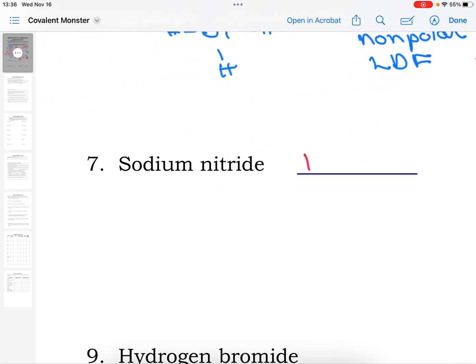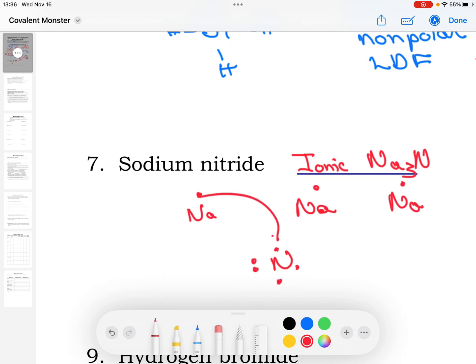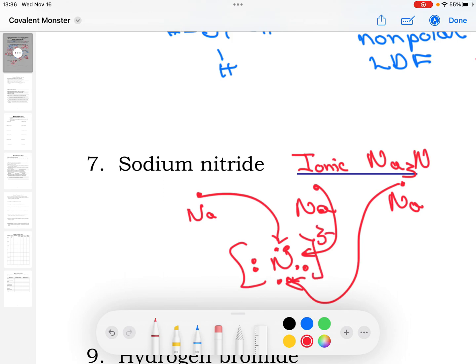Sodium nitride is ionic, and it'll be Na3N, which means you'll have 3 Na's and 1 N. N has room for 5 electrons. It'll have a 3 minus. Whoopsie, I didn't want to put those on there. Plus, plus, plus.